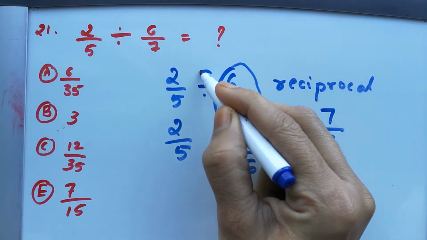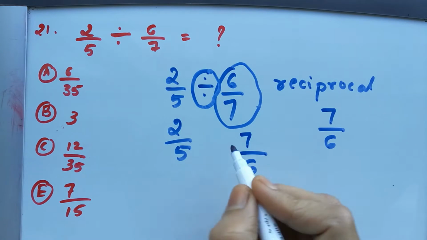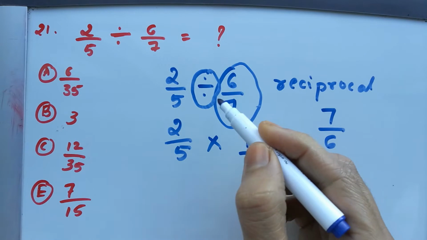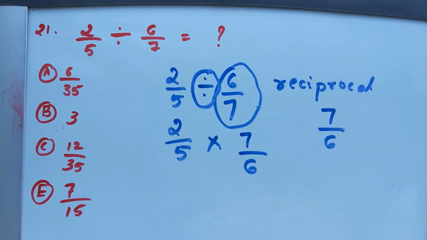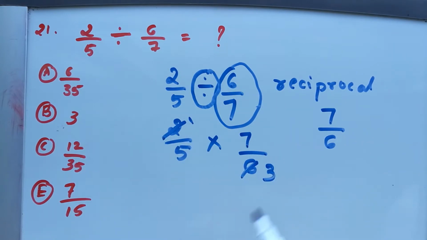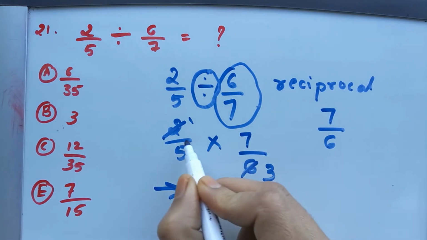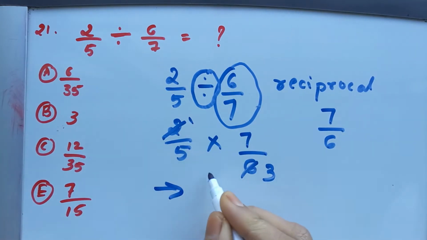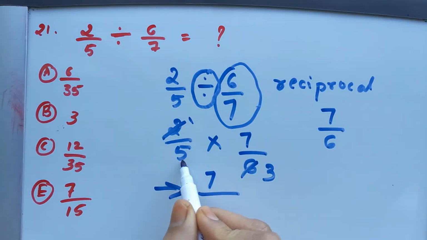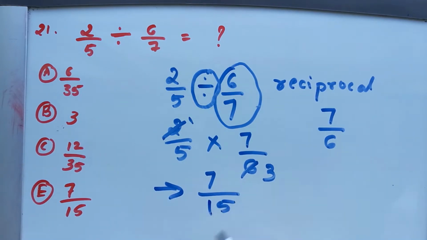So after taking the reciprocal, this division becomes multiplication. See, this operation also changes. So this is 2 times 1, 2 times 3. So just simple multiplication, 7 times 1. This is 5 times 3. Denominator 5 times 3, 15. So what is the answer? 7 divided by 15.